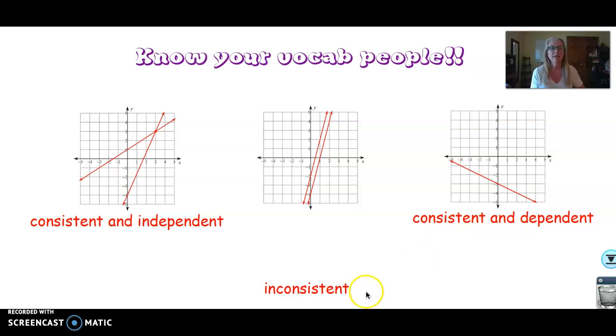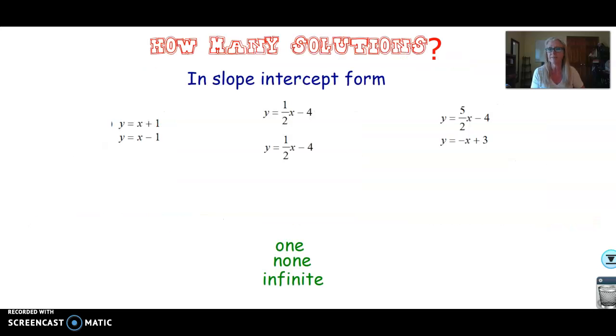Okay? Inconsistent means they will never touch. There is no solution. You can never find a point that will satisfy both. Those are your parallel lines. Okay? So terminology. Don't lose points for careless terminology. Now, when I ask you how many solutions a system has, and I give you the equations in slope-intercept form, all 3 of these examples are in slope-intercept form. The multiple choice responses are always 1, none, or infinite.